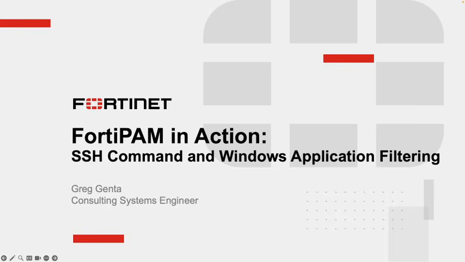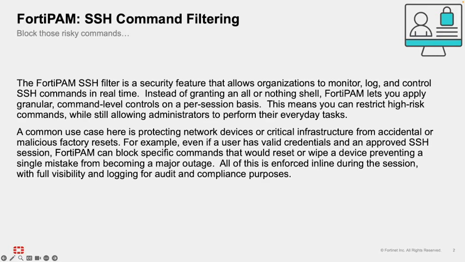In this video, I'm going to walk through two ways FortiPAM helps reduce risk during privileged sessions. First, we'll look at how FortiPAM can prevent specific commands from being executed during an SSH session using SSH command filtering. Then we'll cover how FortiPAM can block specific Windows applications or executables during an RDP session using Windows application filtering. After this short overview, I'll jump into a live demo and show both of these features in action. Let's start with SSH command filtering.